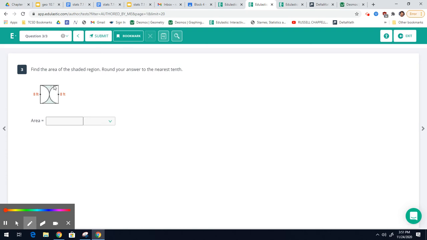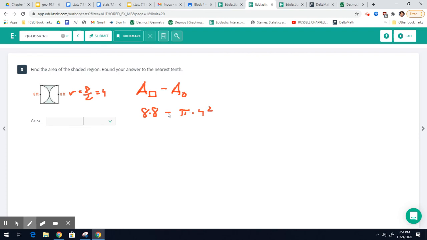It seems like the shaded region is everything in the square except these two half circles. The two half circles have the same diameter, so if we put those two half circles together, it's actually a full circle. This shaded area is simply the area of the square minus the area of a circle. And that's pretty basic, right? The area of the square is base times height, or its side squared, which is 8 times 8. The area of the circle is pi times your radius squared. Your radius is half of 8, which is 4. So this is going to be 64 minus 16 pi.